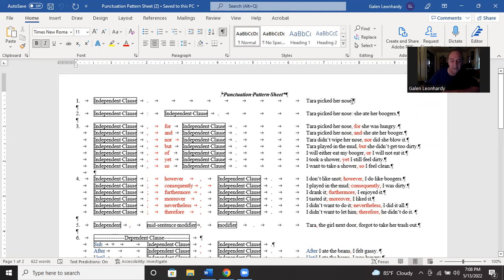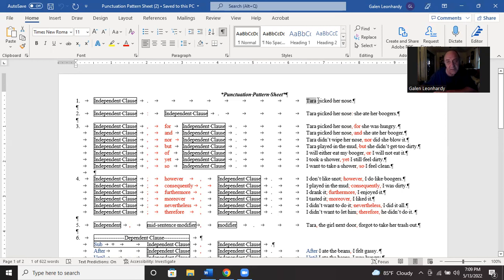An independent clause has 2 parts to it. It has a subject noun phrase and a verb phrase. We can identify the subject noun phrase using what's called a who what test. It's a pronoun identification test for those of you who are into it. All right, so who picked her nose? Oops, sorry. Who picked her nose? And our subject noun phrase is Tara, right?